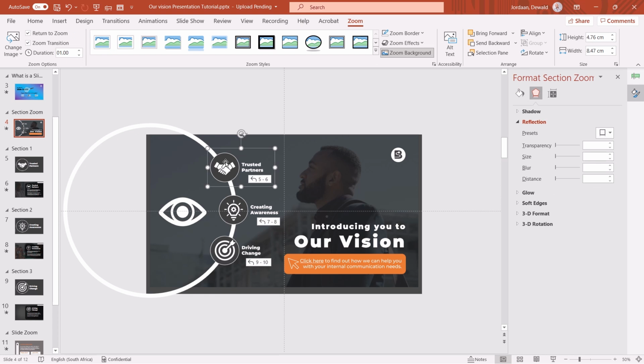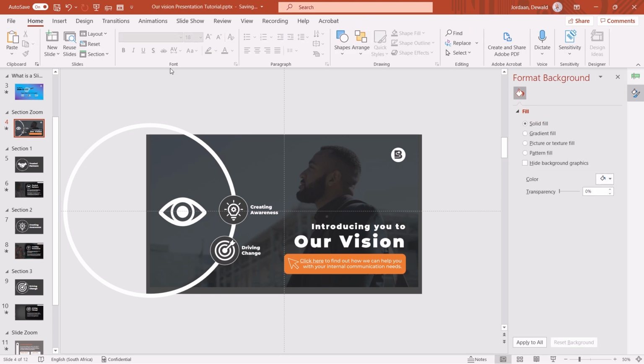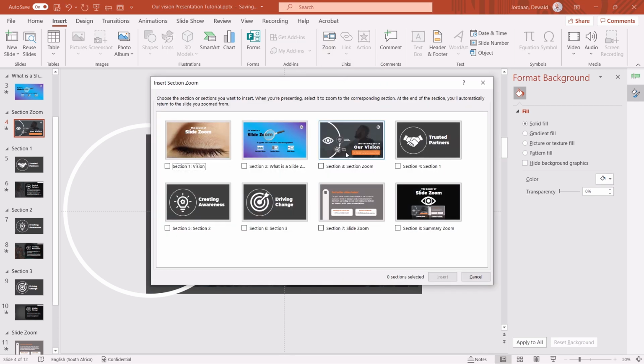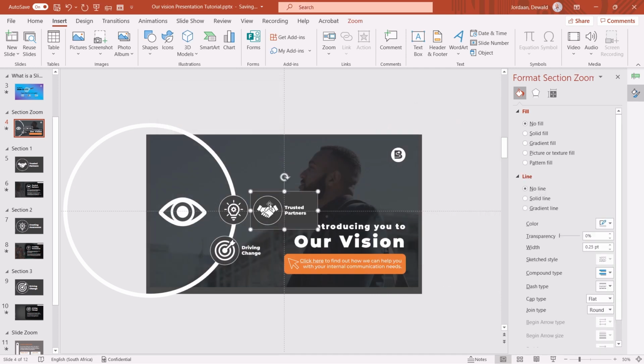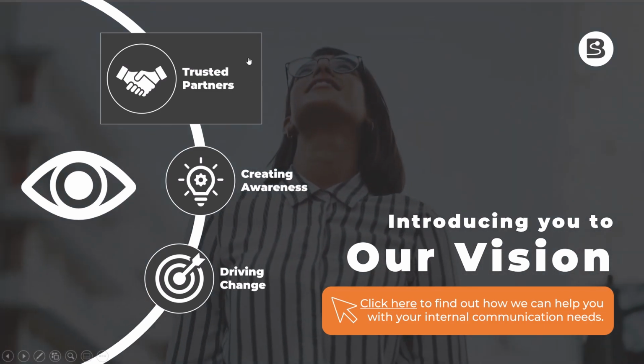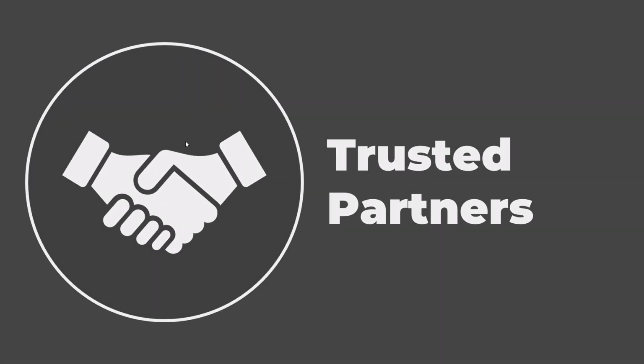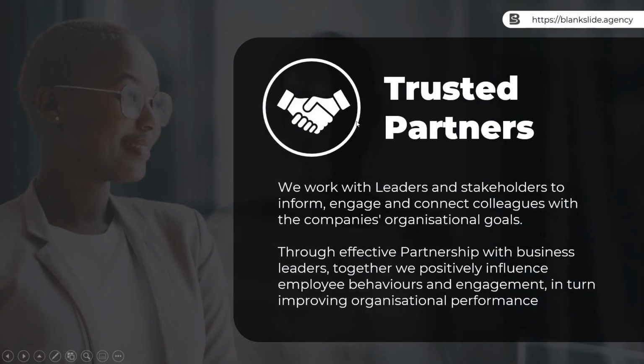Let's show you how to insert that zoom item first. So we're going to say insert zoom, section zoom, and we're looking for the trusted partner section, which is section 1. Now we have that as an item that'll zoom across. So if I go into my presentation, you'll see it creates a solid image that then goes into that transition.